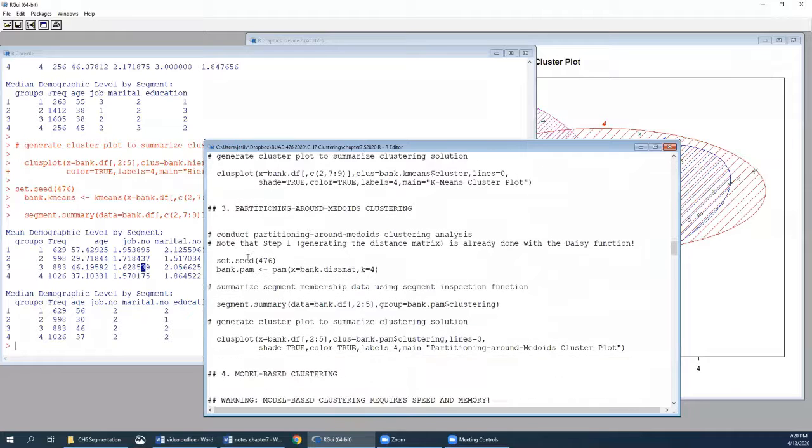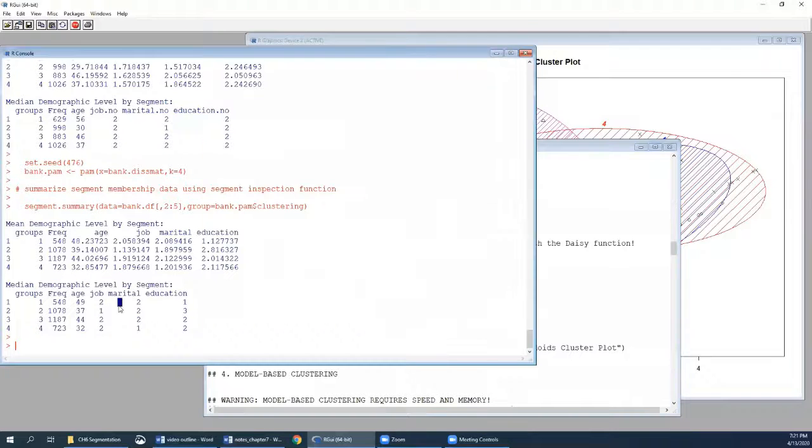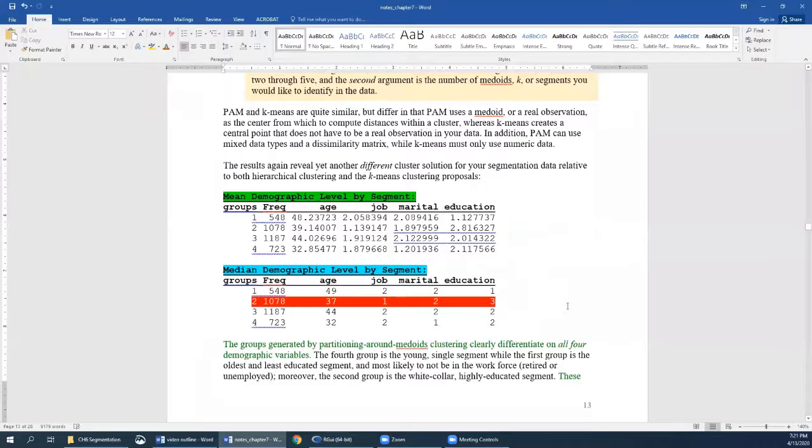So I'll show you real quickly what we get in our PAM. We have to set a seed. This here's the function, that second line. Then we do our segment inspection function. It took a sec, but here are the results. I put them in our notes as well.